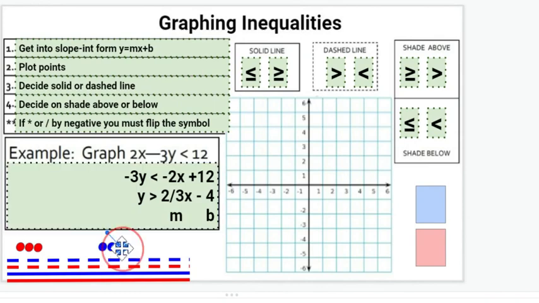So I am going to use blue for this one. My b is at negative 4, so I'm going to plot it over here at -4. It's hard to see right now, but as soon as I click away, you can see that I put it at -4.